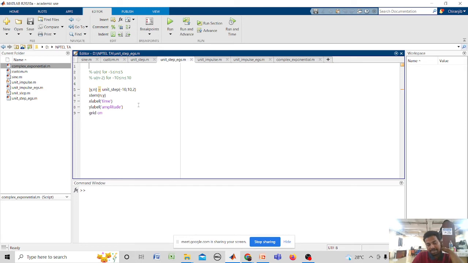So let us play. For example, if we want to use this previous function, the unit step, let us consider I want to plot the value of unit step from minus 15 to plus 15.